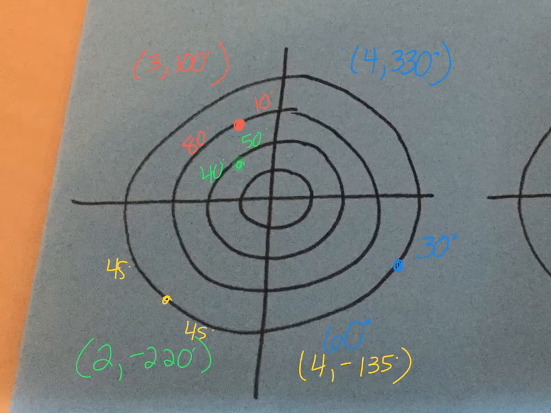So far, the one thing that these 4 examples have in common is that their r's are all positive. What we're going to see next is what to do when r is negative.